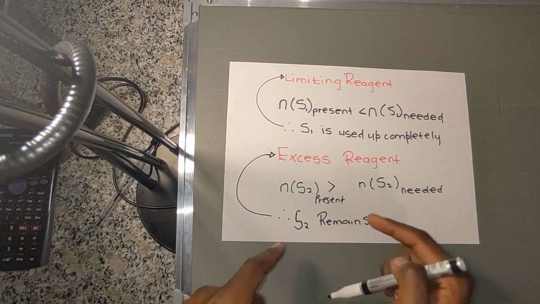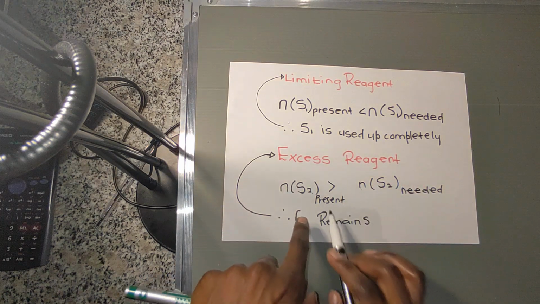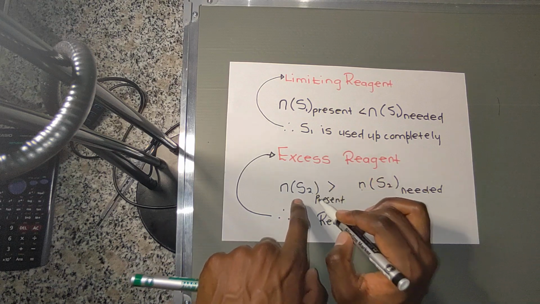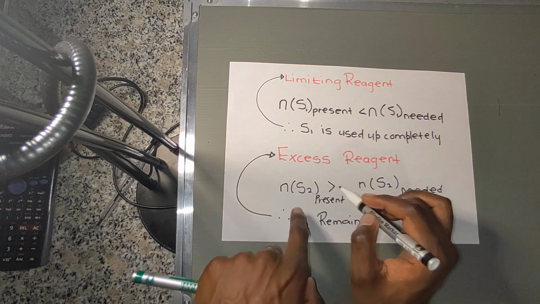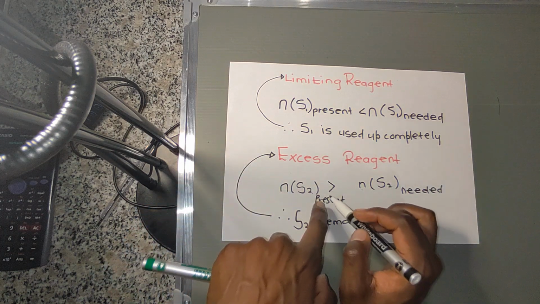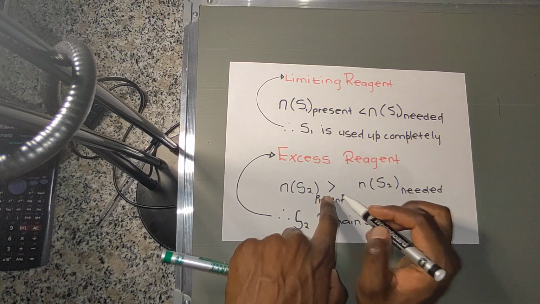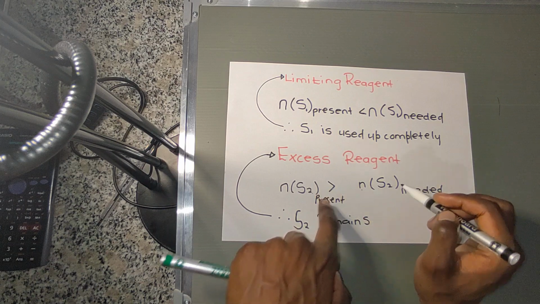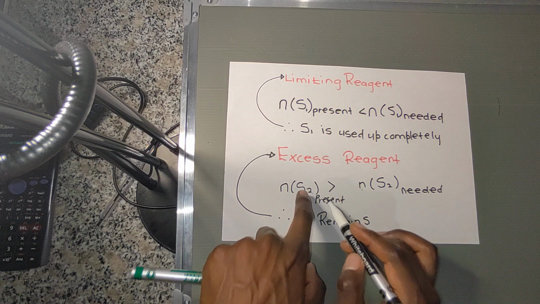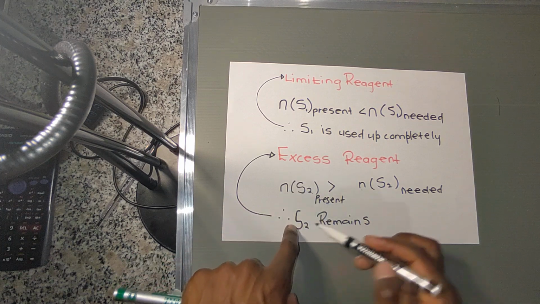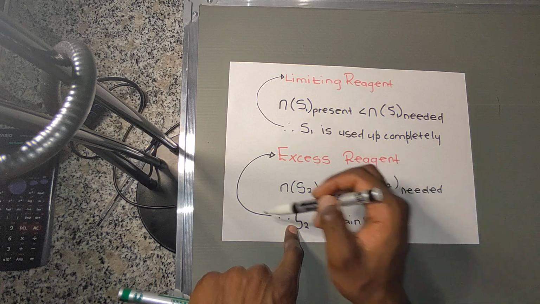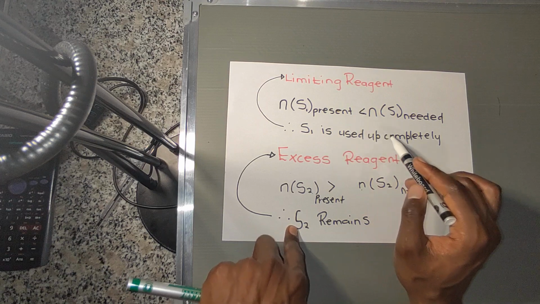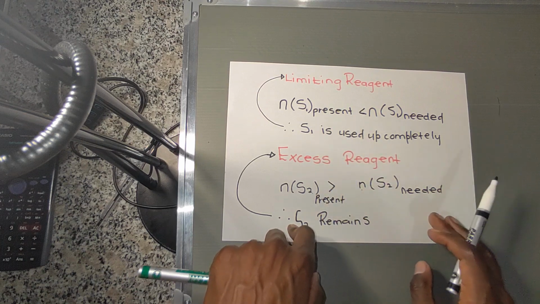Let us say that another reactant, I'm calling it S2, is one whose number of moles we know. If the initial or the present number of moles is bigger than the one I need, so what I have is bigger than what I need, that means after using what I need, this substance will remain. As such, we're going to say that substance number 2 is an excess reagent because it remains. But substance number 1 is a limiting reagent because it is used up completely in a chemical reaction.